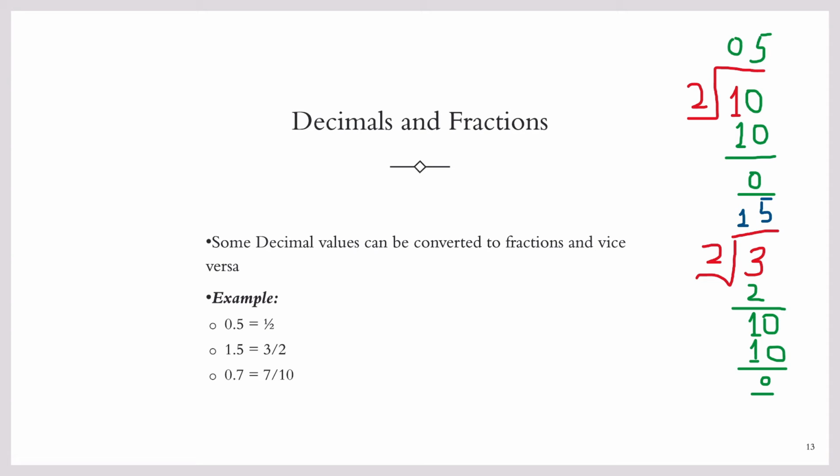Similarly, if we are to divide 3 by 2, what we get is first value is 1. We get 2 times 1 is 2. And we get a remainder 1. Then we put a point to get a 0 next to the 1 that we got as a remainder. And then we put a 5 to get 10. And finally, our remainder is 0.